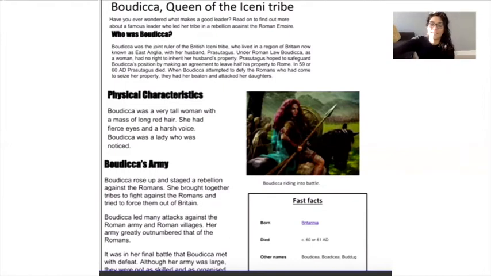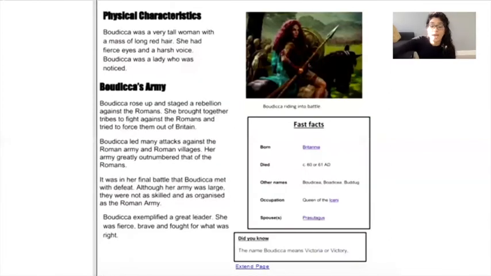Boudicca's army. Boudicca rose up and staged a rebellion against the Romans. She brought together tribes to fight against the Romans and tried to force them out of Britain. Boudicca led many attacks against the Roman army and Roman villages. Her army greatly outnumbered that of the Romans. It was in her final battle that Boudicca met with defeat. Although her army was large, they were not as skilled and as organized as the Roman army.